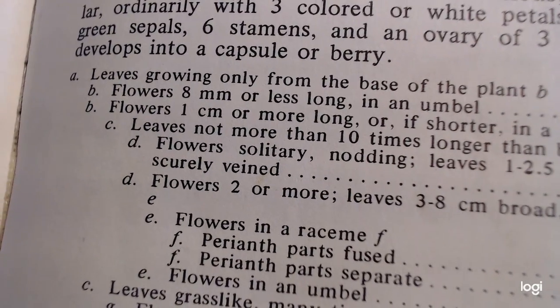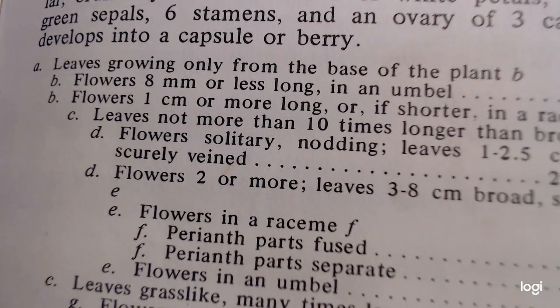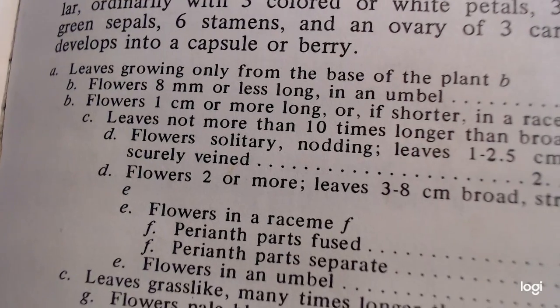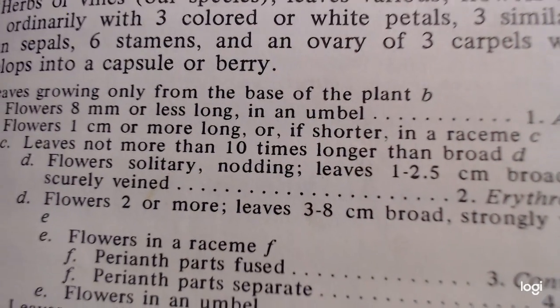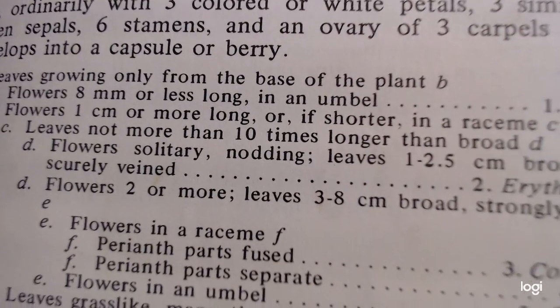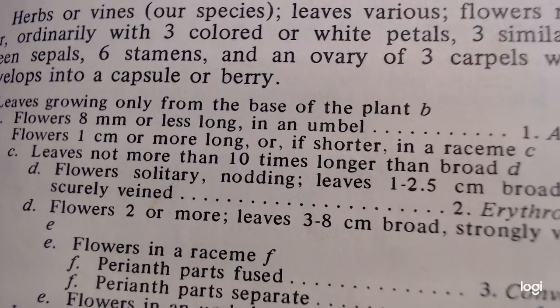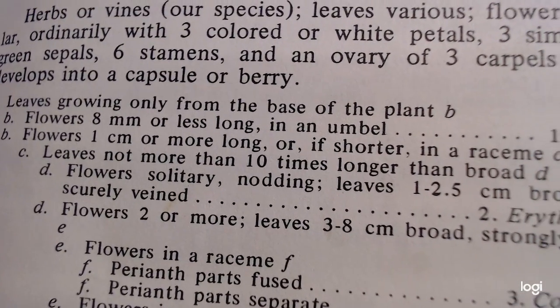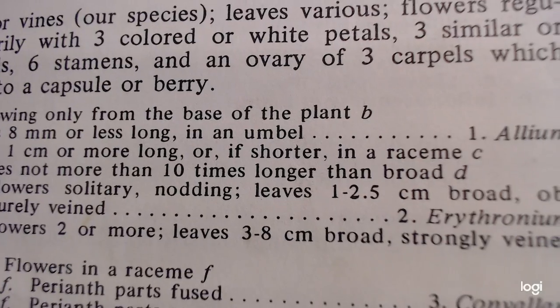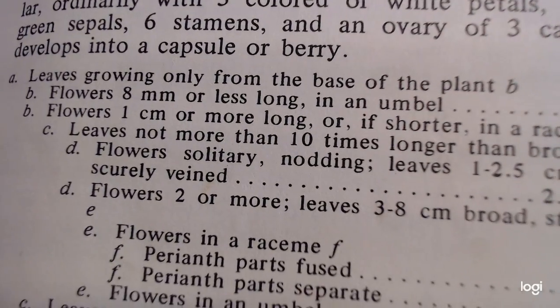Flowers 8 millimeters or less long in an umbel. Flowers 1 centimeter or long, or if shorter, in a raceme. These are not in an umbel, it's just a single flower. So it would be flowers 1 centimeter or more long, or if shorter, in a raceme. So it'll be letter C.